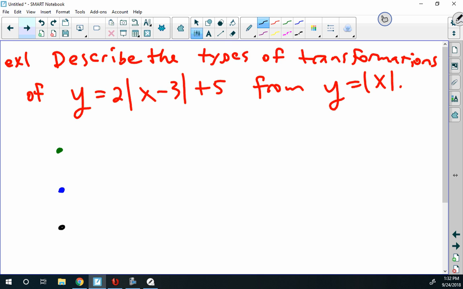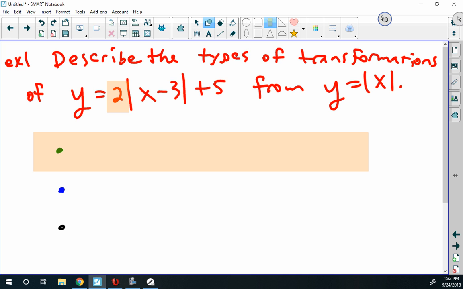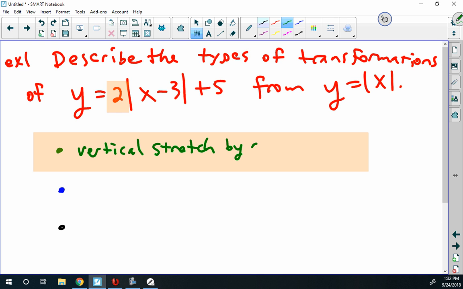Let's take a look at each thing, one by one. What the heck does this 2 do? What's that 2 tell us? Because of the 2, what do we got? A vertical stretch by a factor of how much? A vertical stretch by a factor of 2. Just to say it's a vertical stretch isn't good enough. We do need to say it's a vertical stretch by a factor of 2. Okay.